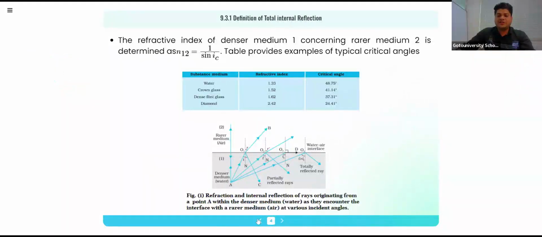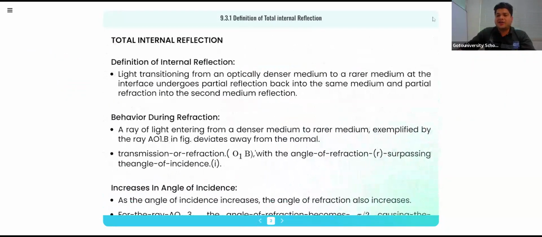So what will be the definition of total internal reflection? Now let us see. Light transitioning from an optically denser medium to a rarer medium at the interface undergoes partial reflection back into the same medium and partial refraction into the second medium. Then the behavior during refraction: a ray of light entering from a denser medium to a rarer medium deviates away from the normal, as I've explained in the diagram.